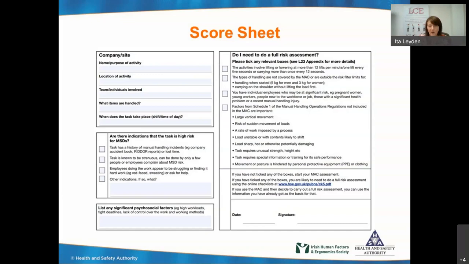So basically, if there is a history of reportable accidents, or accidents that have to be reported to the Health and Safety Authority, that would give you a good indication that this particular task might be a high risk. Also if the task is known to be strenuous or can only be done by a few people in an organization, or if employees doing the task appear to be struggling. Obviously, if you see somebody who is breaking out in a sweat or physically struggling, and it's obvious when they're carrying out the activity, well, that's a very good indication that, listen, this is a high risk activity. Or if there are any other indications, you capture them here, as you would with any psychosocial factors.